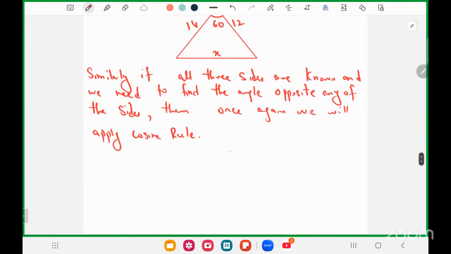So if all three sides are known and we need to find the angle opposite any given side, let's say ये वाला एंगल निकालना है, then we will apply cosine rule.